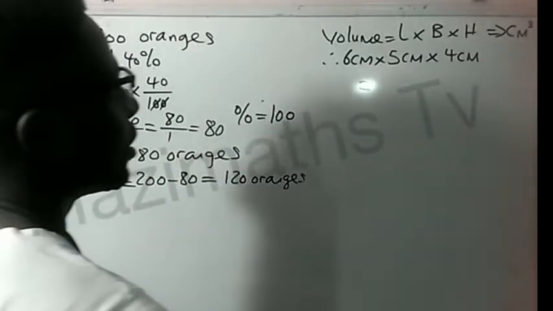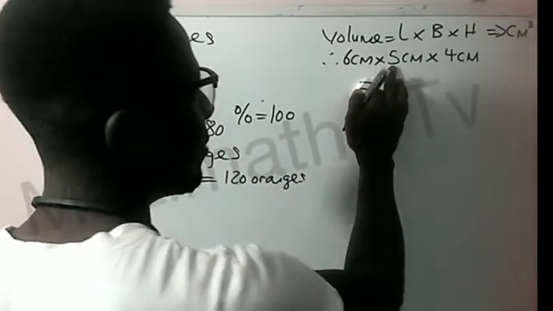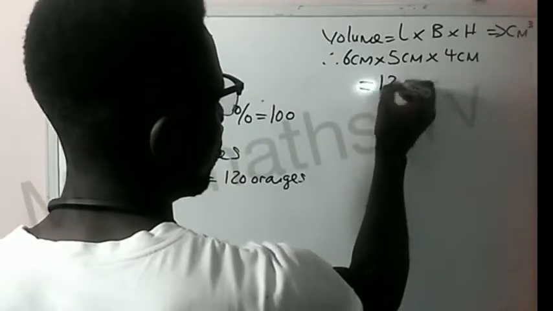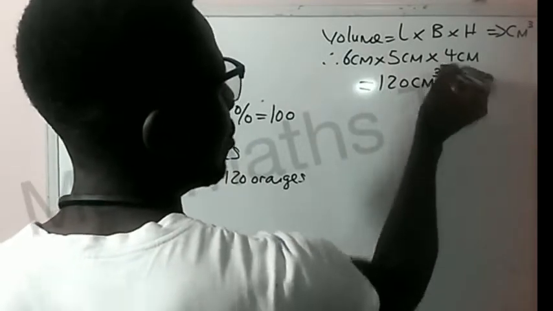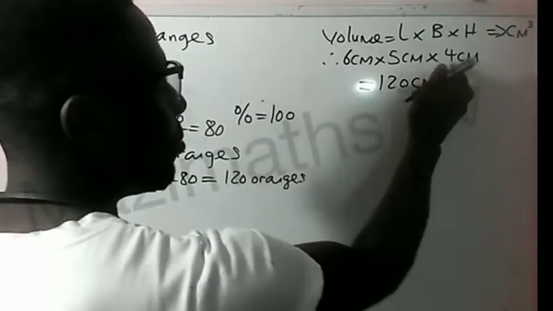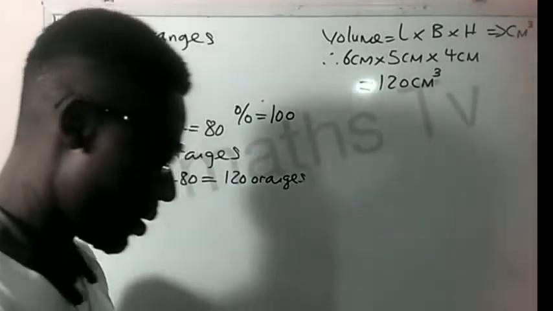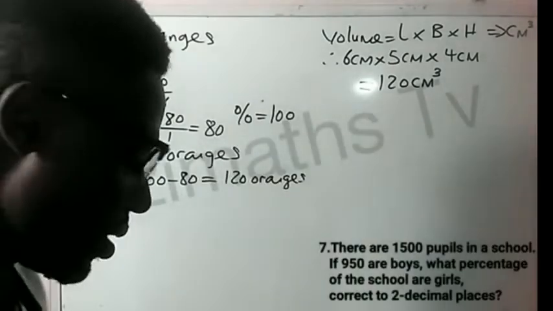Now what will this give? 6 times 5 is 30. Now 30 times 4 is 120. So your answer will be 120 cm cube. You put cube because you multiply 3 sides. If it is only 2 sides, you put square. Do you understand?